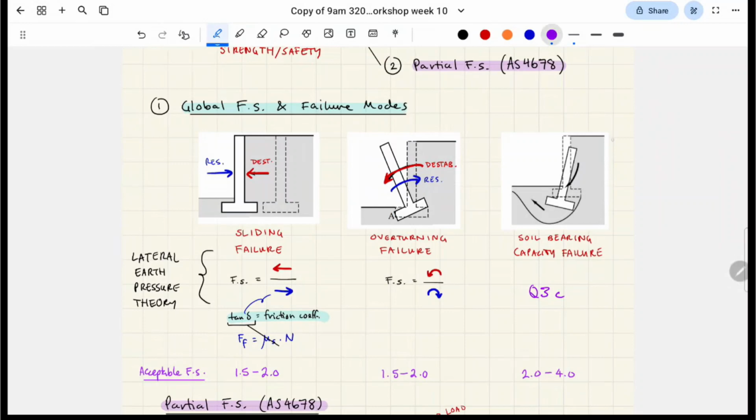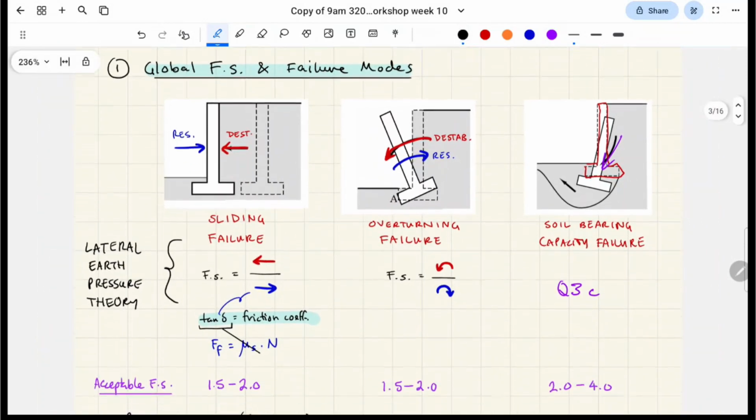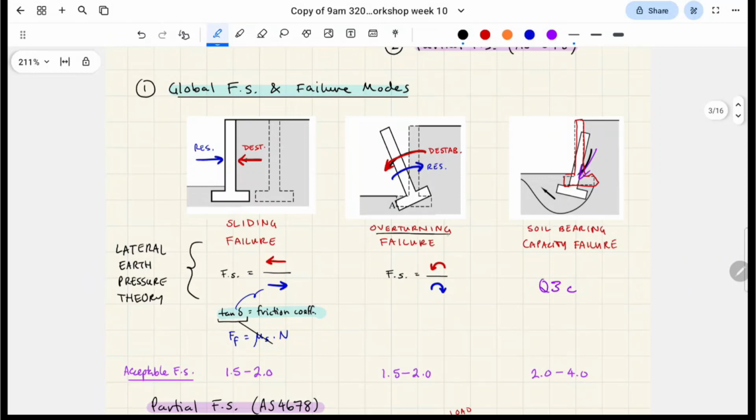But the idea is that if the retaining wall looks like this or whatever, that original shape, you have an inclined load and you consider it as a shallow foundation. It's pretty rough. So you have to do all the I factors, all that stuff, if you remember from Hansen's equation. Anyway, we're going to be focusing on overturning failure and sliding failure in this workshop.